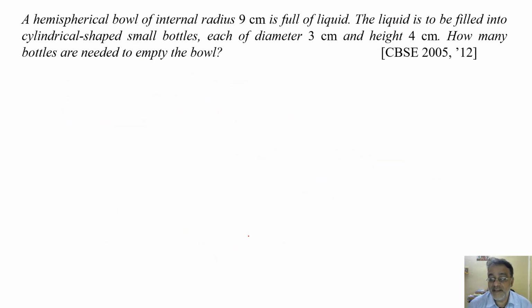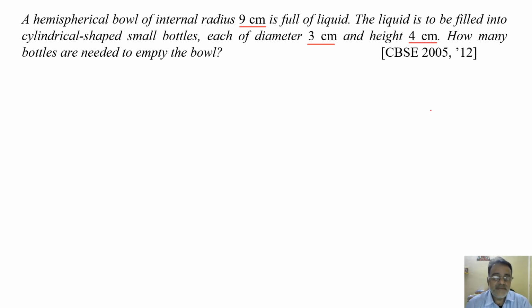Okay, so now we are moving toward the next question. CBSE 2005 and 12 repeated question hai. So a hemispherical bowl of internal radius 9 centimeter is full of liquid. The liquid is to be filled into cylindrical shaped small bottles, each of diameter 3 centimeter and height is 4 centimeter. How many bottles are needed to empty the bowl? So it's very easy. Volume of hemispherical bowl divided by volume of one cylinder, each one bottle. ठीक है, we'll get the total number of bottles.